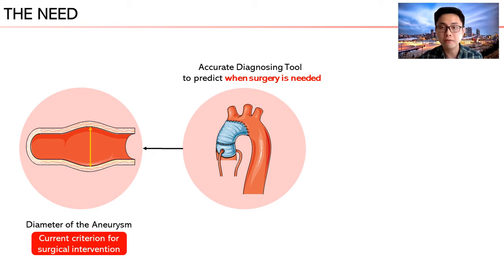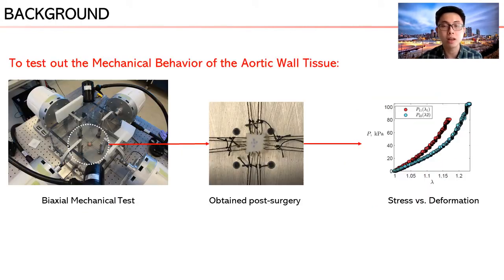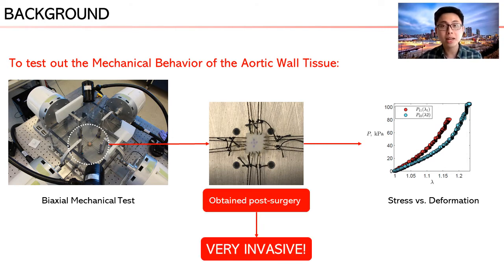While the current criterion for surgical intervention is based on the diameter of the aneurysm, aortic wall tissue's mechanical behavior also plays an important role. To test the mechanical behavior of the aortic wall tissue, we put a physical piece of the aorta on the biaxial mechanical testing, where it is stretched in both directions, providing the relationship between stresses and deformation. Because the physical sample is obtained post-surgery, the process is very invasive, and this is where modeling comes in.